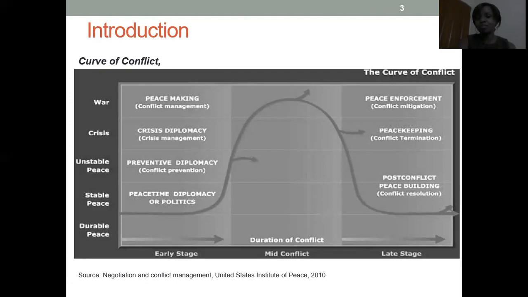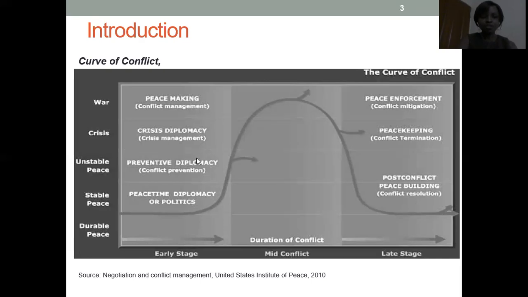So you need to do peacemaking. And after peacemaking, you're going to find that you're going to do conflict mitigation. And then if the conflict mitigation is working, you'll find that you will now start doing peacekeeping between the two parties. And then finally, when the peace is achieved, we shall have the conflict resolution right at the bottom of the curve. So that is the curve of conflict.